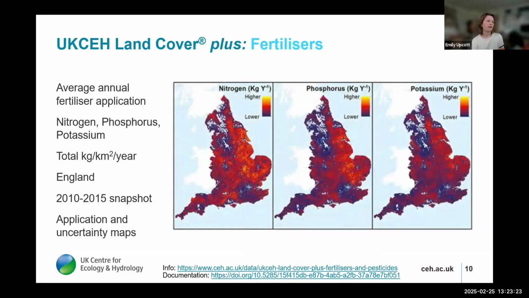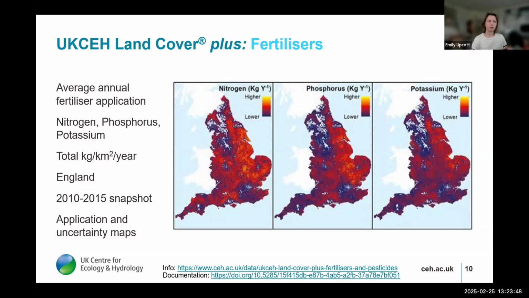Moving on to the next Land Cover Plus product, the fertilizers maps. These are the average annual fertilizer application across England. And we have these for nitrogen, phosphorus, and potassium. And we get these in the total kilograms applied per kilometre squared per year.